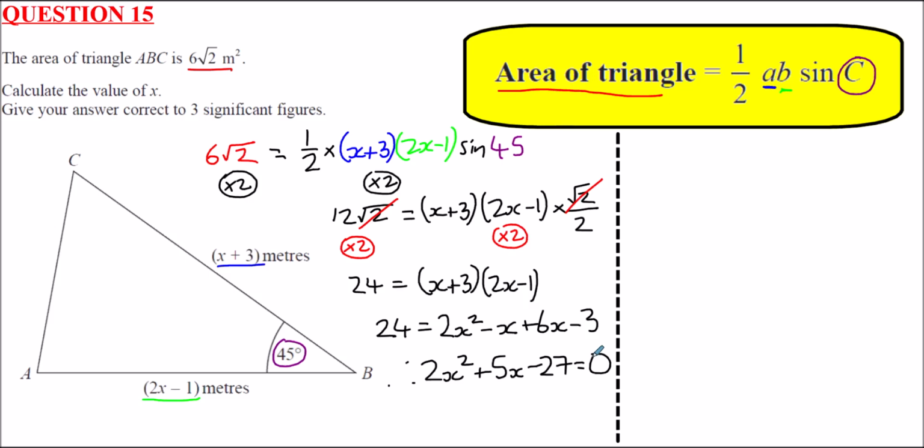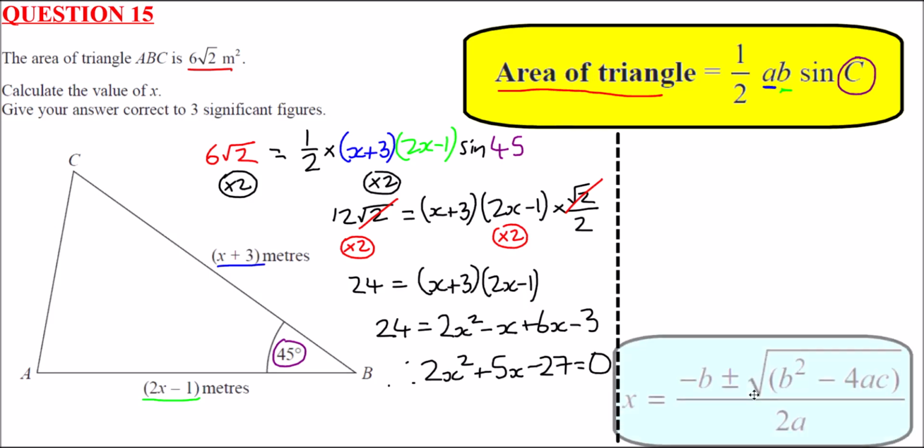So normally, I'd say here, try and factorise this, but you could spend all day trying to find 2 numbers that multiply together to give minus 54 and add up to 5. So this is going to be one where we need to use the quadratic formula, and the quadratic formula is this thing here. So that's what we need to be using.